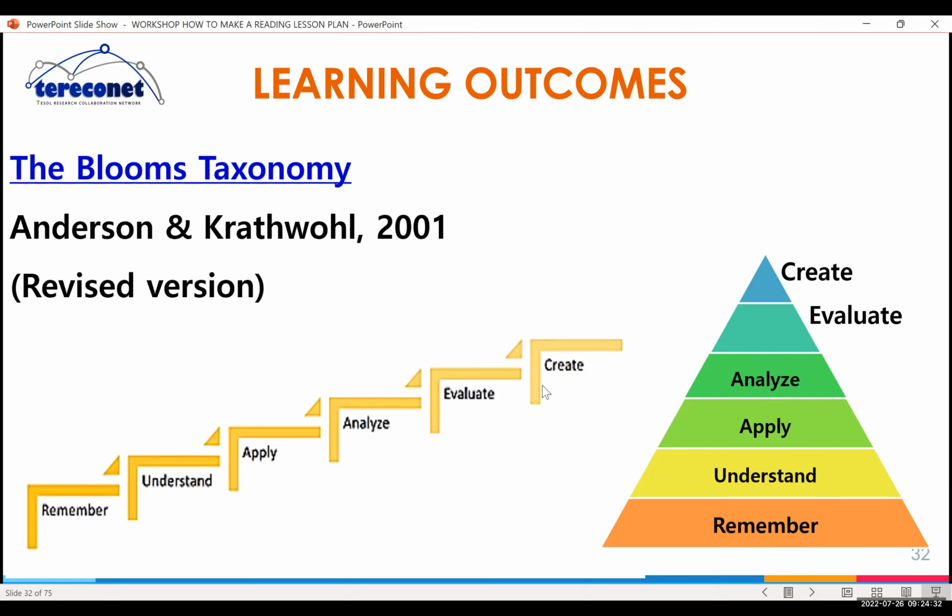And the top level here is create. Create means you can speak out, you can write down, you can make the sentences by yourself, you can present something by yourself. That is create. So we aim to motivate our students to jump to the create level at the end of the reading lesson when we integrate that with speaking or writing. And Miss Ha will tell you more about this one.